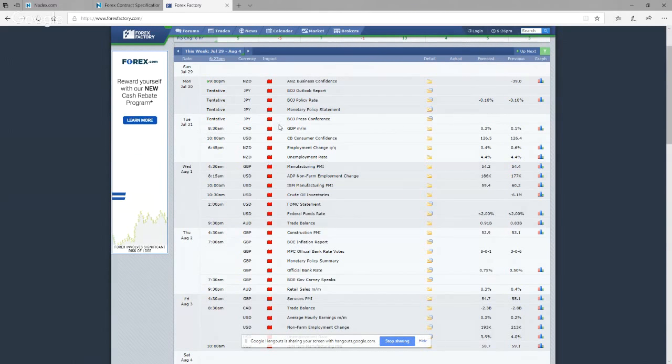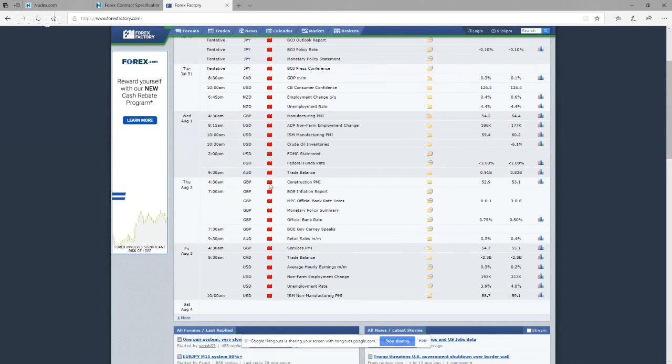Tuesday morning at 8:30, we have the GDP. 10 o'clock, we have CB consumer confidence. Wednesday, we have reports on the British pound. Then we have the FOMC Wednesday afternoon. Then on Thursday, we have the British pound Bank of England inflation report, the bank rate votes, the monetary policy summary, the official bank rate. Then on Friday, we have the biggest report of the month. It's non-farm employment change. I love trading that market report.